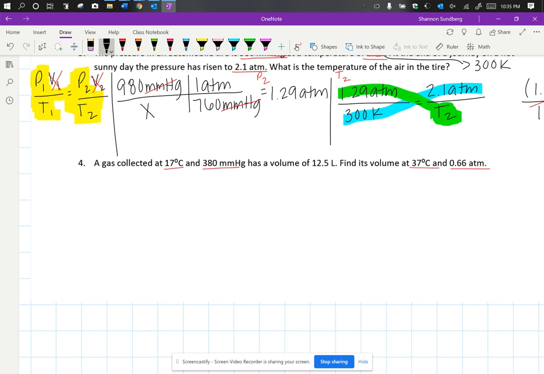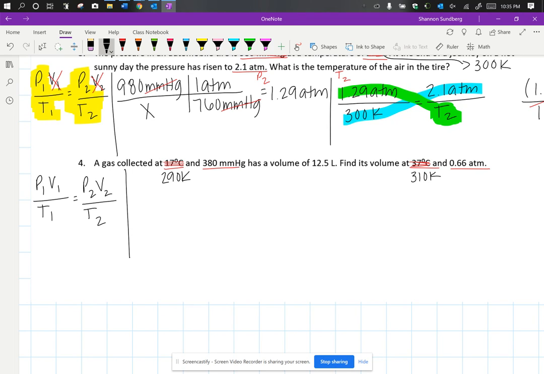So I don't forget, I'm going to write my combined gas law formula over here. P1 V1 over T1 equals P2 V2 over T2. Okay, and I'm going to tackle all this mess. 17, when you add 273, cross that off while I'm at it, you're going to get 290 Kelvin. And when you have 37 degrees and you add 273, you're going to get 310 Kelvin.